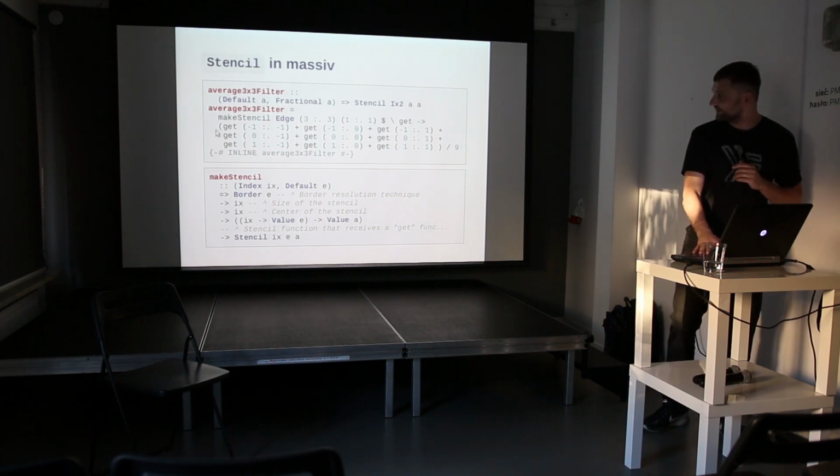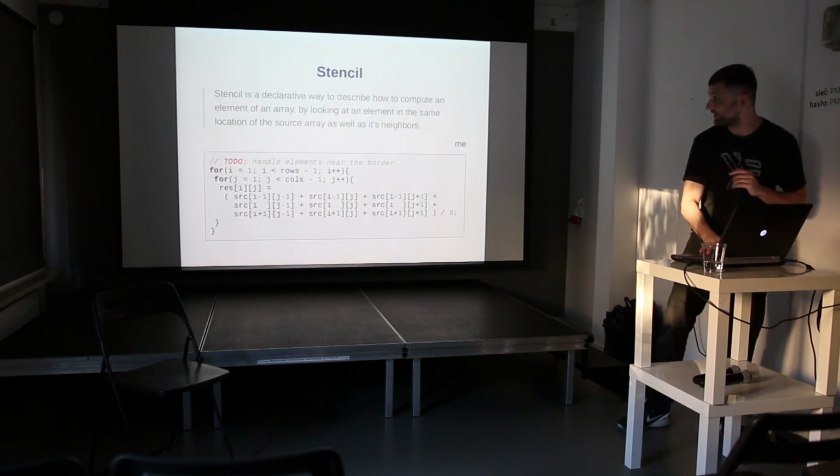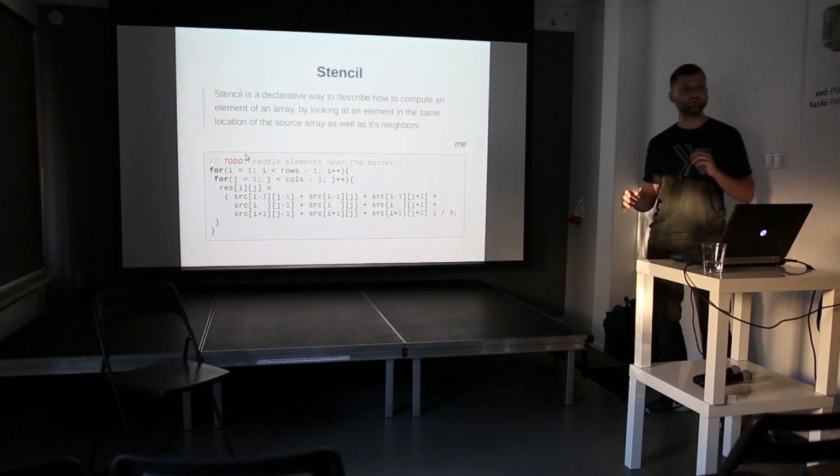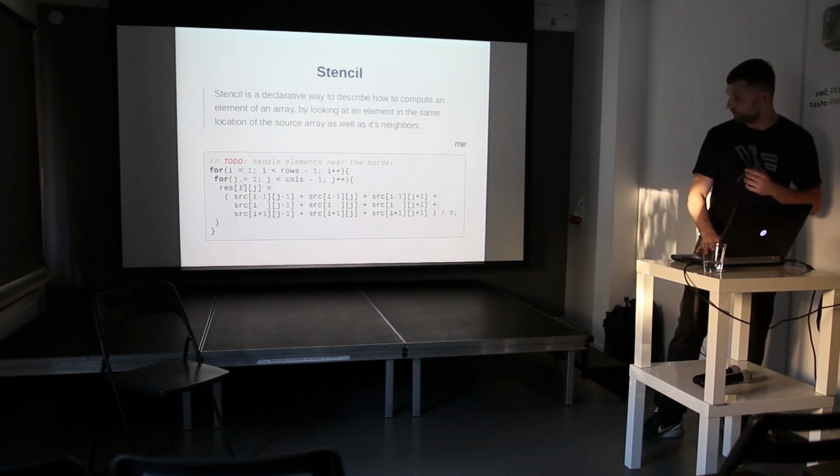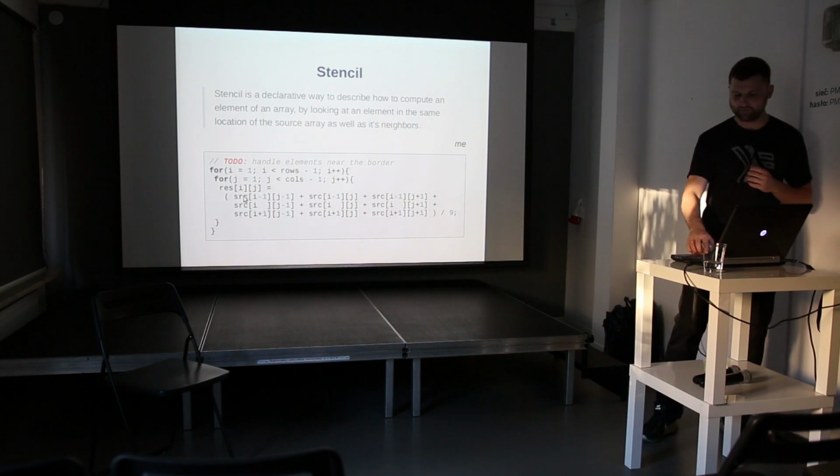The crucial part here is this to-do: you have to do bounds checking at the border. If you do it inside of the loop, it's going to be extremely expensive.